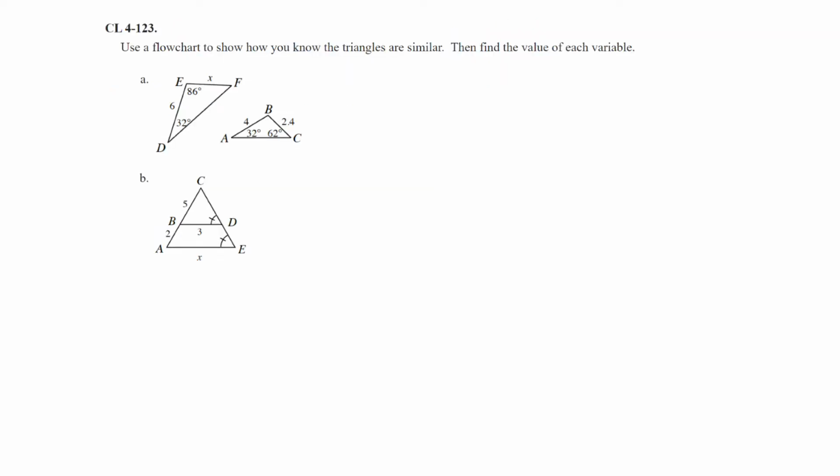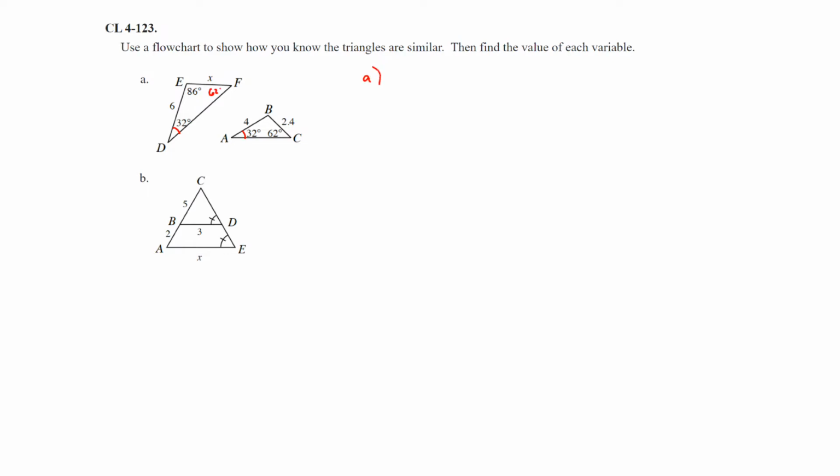Question 123, use a flow chart to show how you know the triangles are similar. Then find the value of each variable. So we will start with part A here. We have 32 degrees and 32 degrees. We're missing a couple angles here, so let's use our triangle angle sum theorem and take 180 minus the two angles to find the third one. And that will make this angle right here, angle F, 62 degrees.